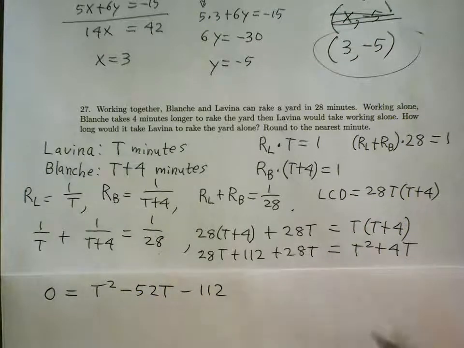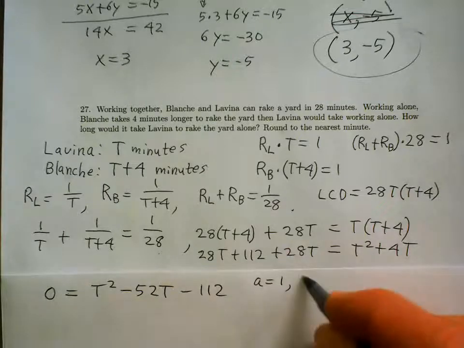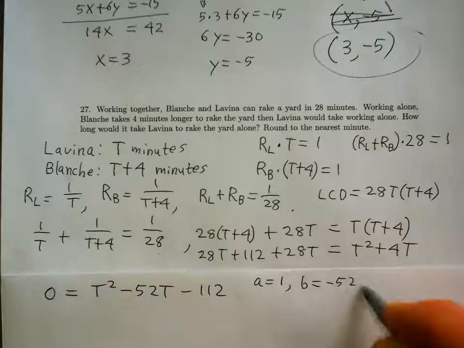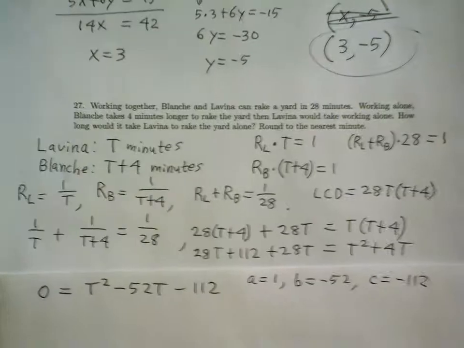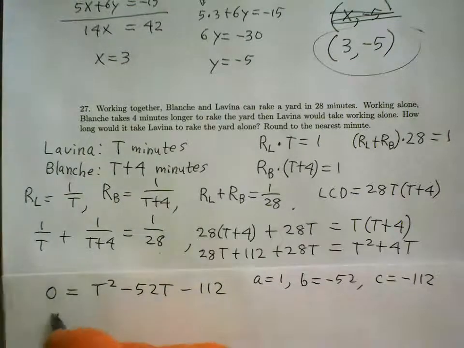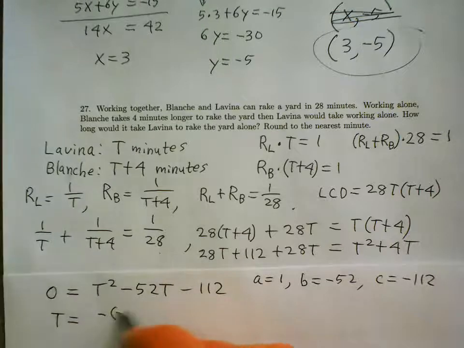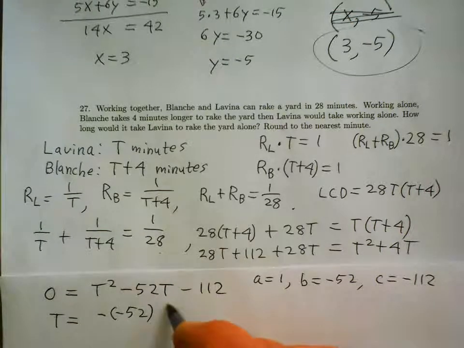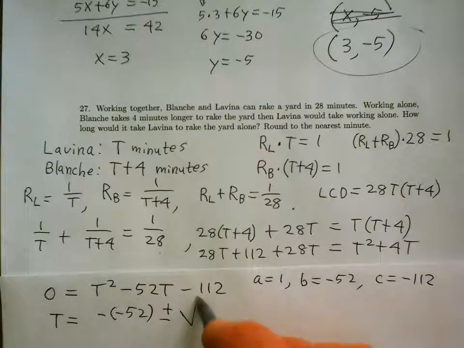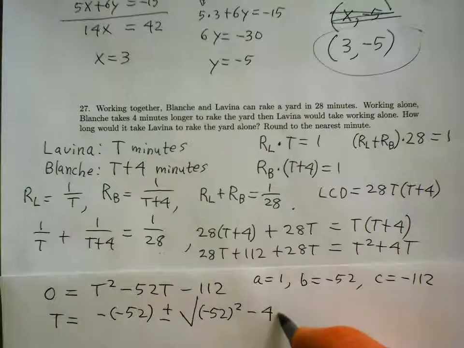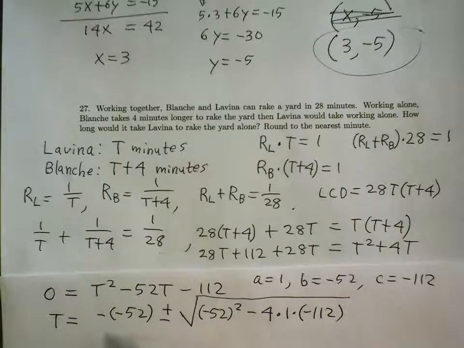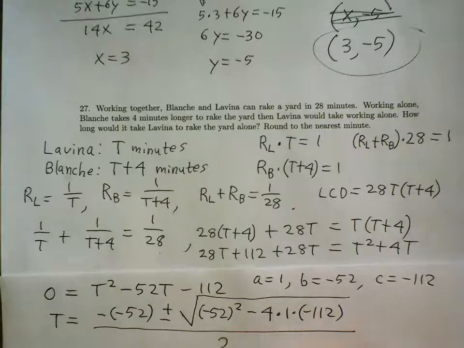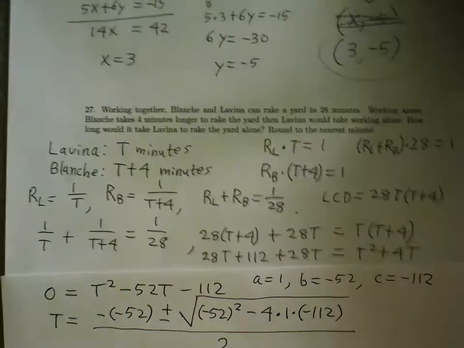Then we can use the quadratic formula with A equals 1, B equals negative 52, and C equals negative 112. And we get T equals the negative of negative 52 plus and minus the square root of the number negative 52 squared minus 4 times 1 times negative 112, all divided by 2.